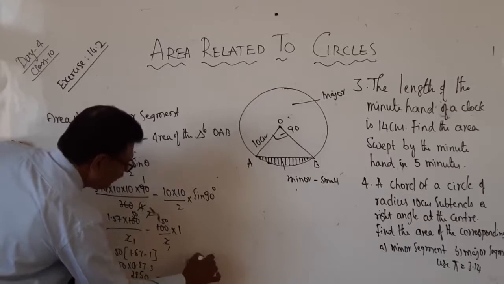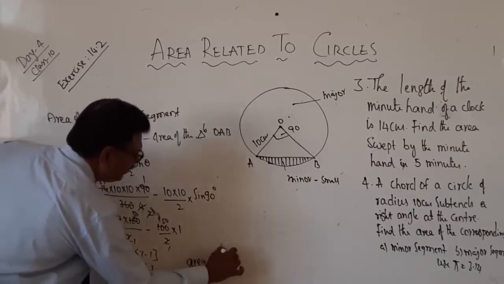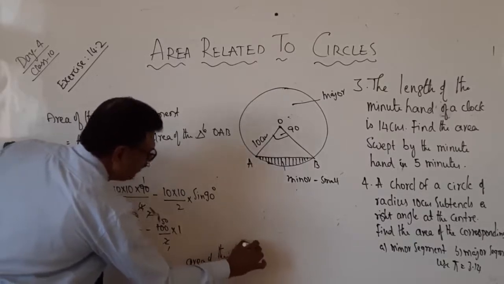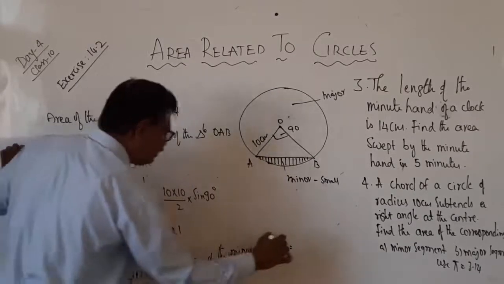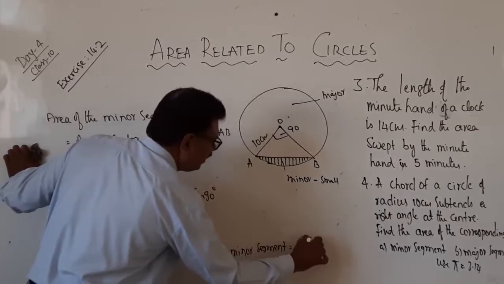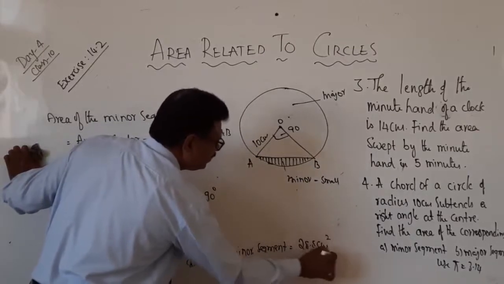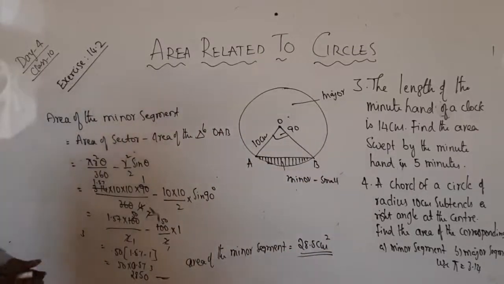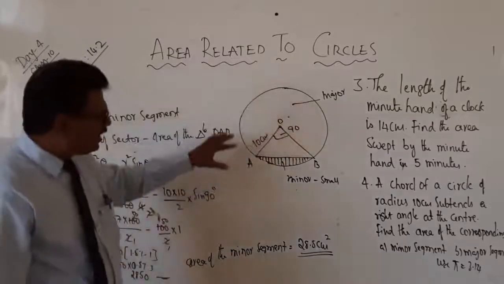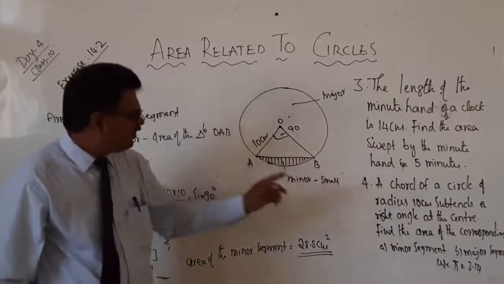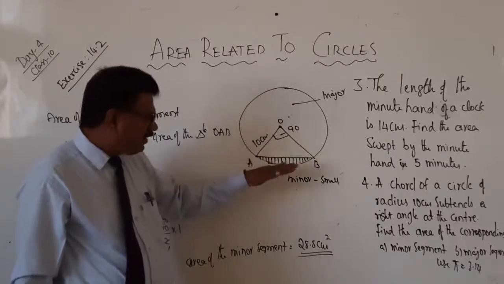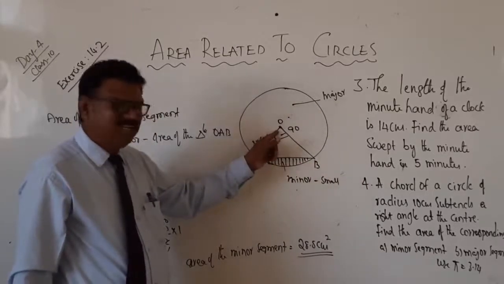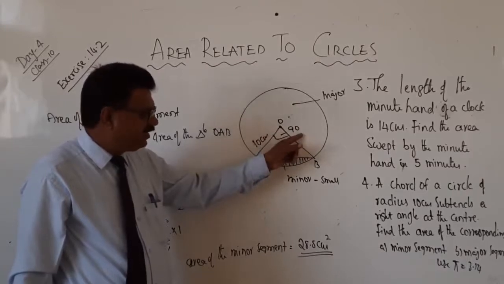So the answer will be: area of the minor segment is equal to 28.5 centimeter square. Did you understand? So very simple. It is a circle. It has given a chord of a circle. This is AB, the chord. It subtends, means it makes at the center 90 degrees, right?